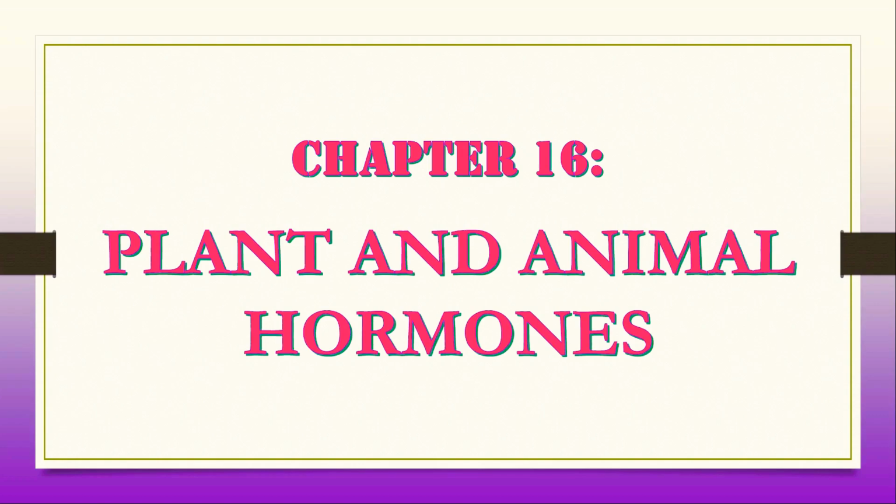In the first part, we have learnt about the plant hormones, the 5 important plant hormones. Can you recall? Auxin, cytokinin, gibberellin, abscisic acid and ethylene. Today we are going to learn about animal hormones.